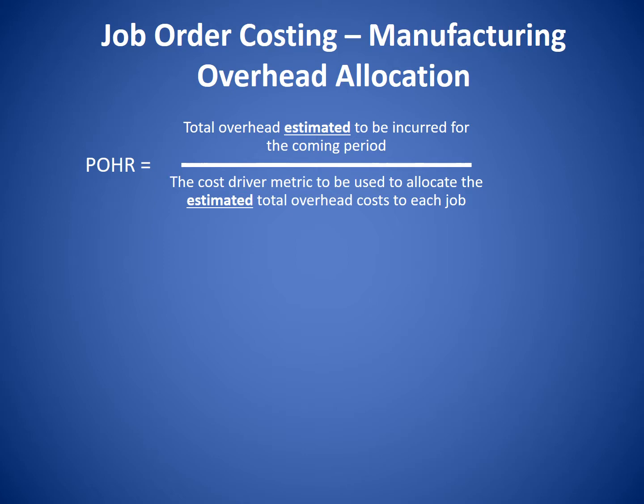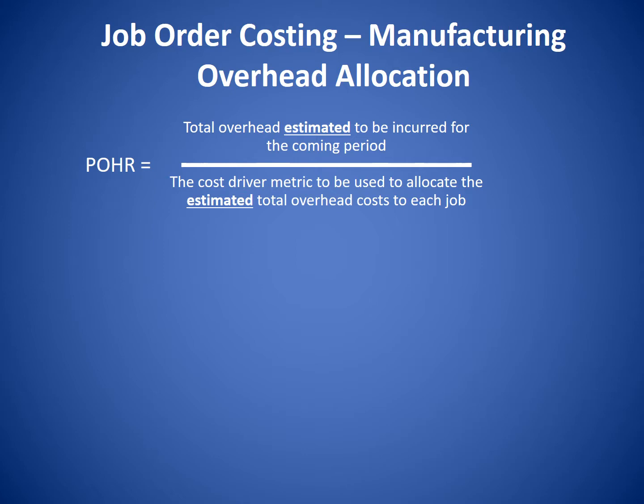Now we typically do that by some form of what we call overhead rate. In this case, we call this a predetermined overhead rate. And what we do in order to calculate that, we take the total amount of overhead that we estimate to be incurred for the coming accounting period. In other words, how much do we plan to spend in overhead for this coming year?